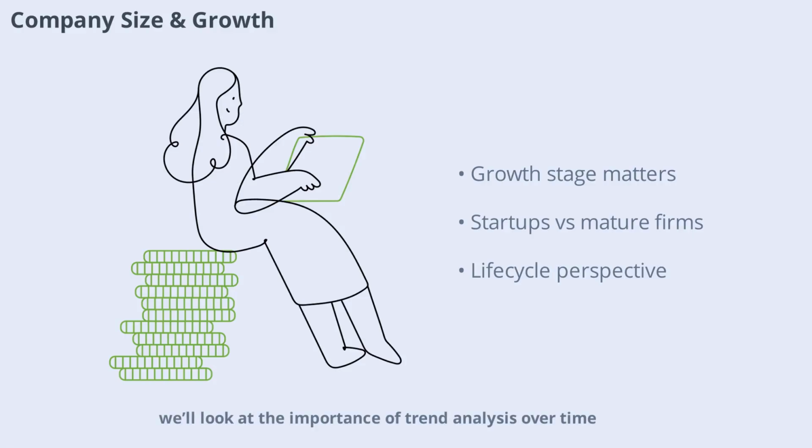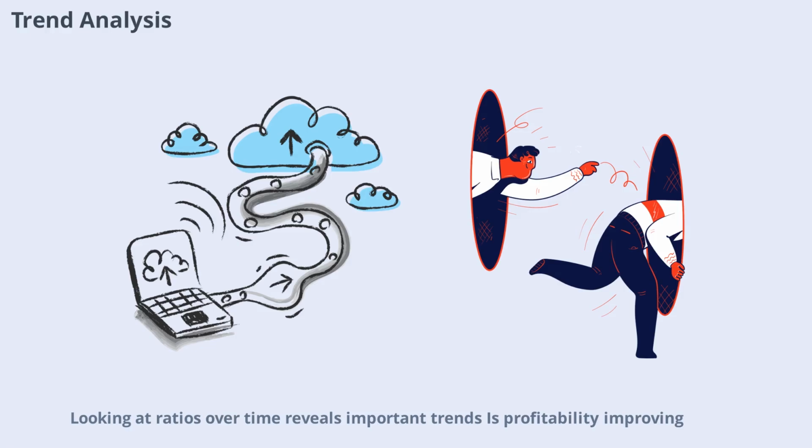Next, we'll look at the importance of trend analysis over time. Looking at ratios over time reveals important trends. Is profitability improving? Is debt increasing? Trend analysis helps you spot positive or negative changes before they become obvious in the bottom line. Always review several years of data to understand the direction the company is heading. This approach provides deeper insights than a single snapshot.